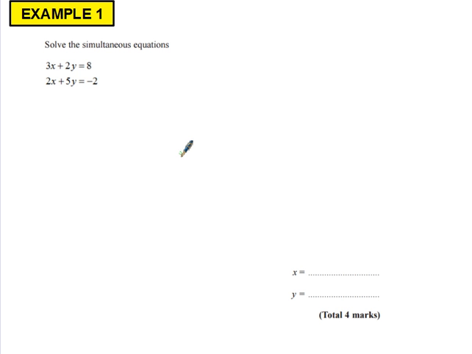So I'm going to look at an exam question here. So here's a typical question. Solve the simultaneous equations 3x plus 2y equals 8 and 2x plus 5y equals negative 2.